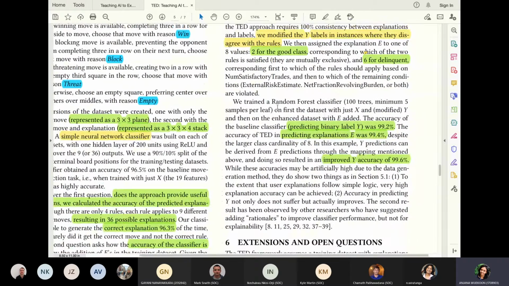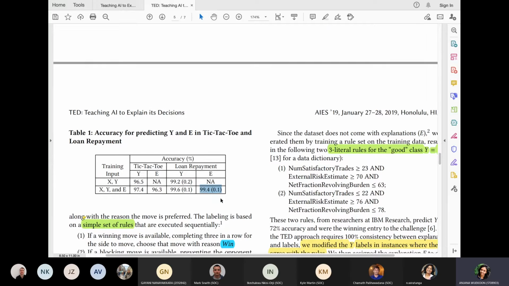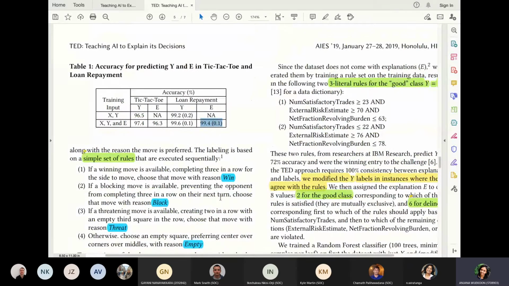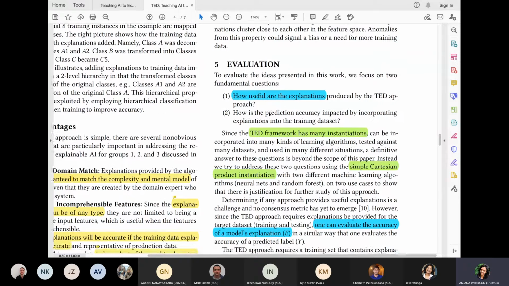Again, they use a random forest classifier for this, and end up with a slightly improved accuracy when predicting Y as an 8-class classification problem instead of a 2-class classification problem. I don't think this is significant. And then they show a good accuracy when they predict E, that is decomposed from the Cartesian prediction model. So I don't think these 2 use cases are enough to make the argument that the prediction accuracy is not impacted by the increased number of Y labels, and also whether the explanations are useful.